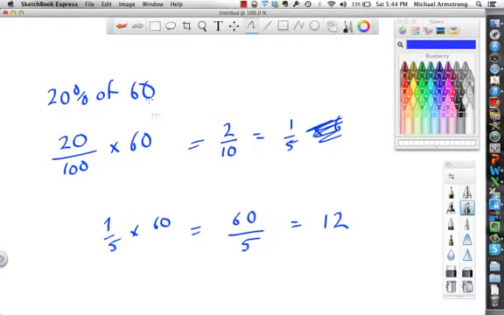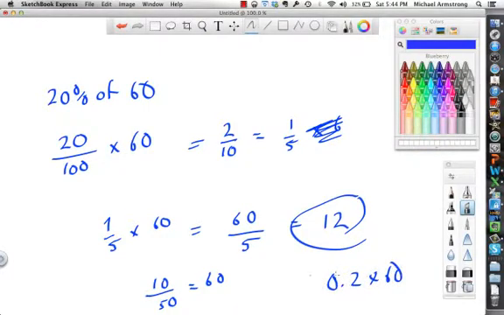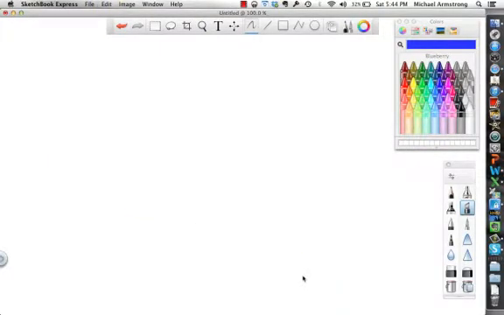We get the same answer, and it's neat to know that there are so many pathways to the answer, whether we use 20 out of 100 or 1 out of 5 or 10 out of 50. 10 out of 50 times 60 is going to give us the same thing. We end up with 12. Whether we write it as a decimal and go 0.2 times 60, we still get the same thing. And there's multiple ways to do it. Some ways are definitely easier.